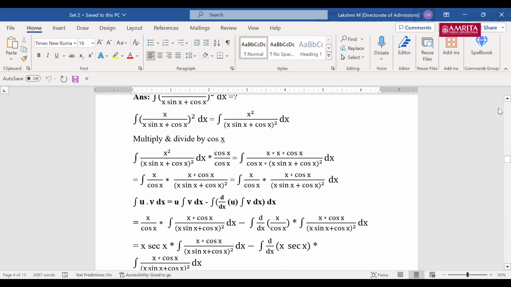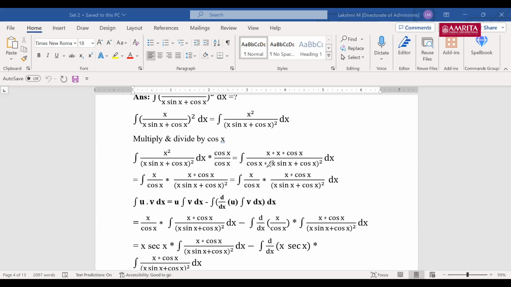Yes. What is given is the integral of x by (x sin x plus cos x) the whole square dx. What I'm going to do is simplify this term, so I'm just going to multiply and divide it by cos x. So this term will be x square cos x, and this term will be (x sin x plus cos x) the whole square into cos x.